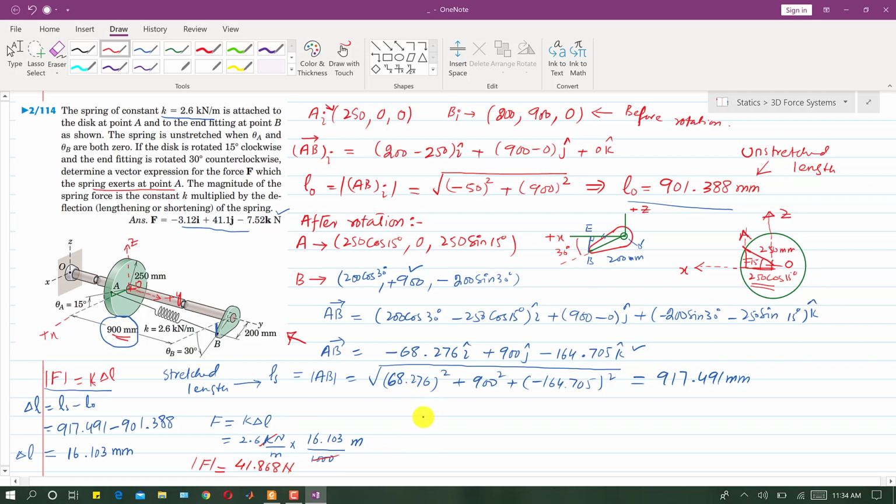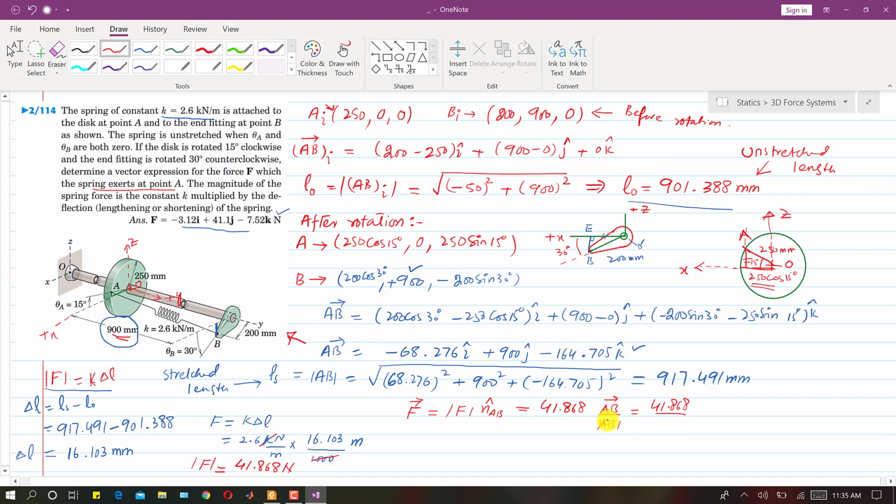Now at the end, what we will do is find that F vector in terms of I, J and K. So F vector will be equal to F magnitude multiplied by the unit vector AB, since the force is from A to B. So force magnitude is this, so it is 41.868, and this will be the AB vector divided by the AB magnitude, right? So I will write it like this. So it will be 41.868 divided by this AB magnitude.